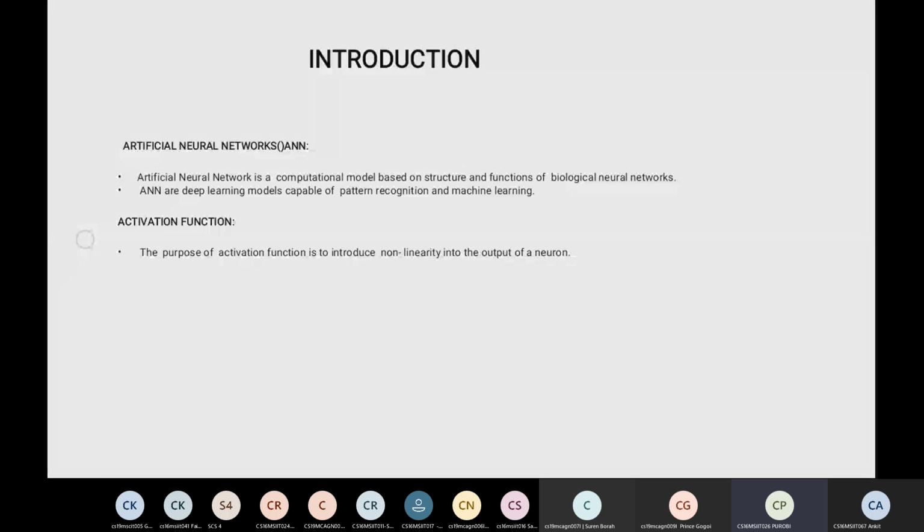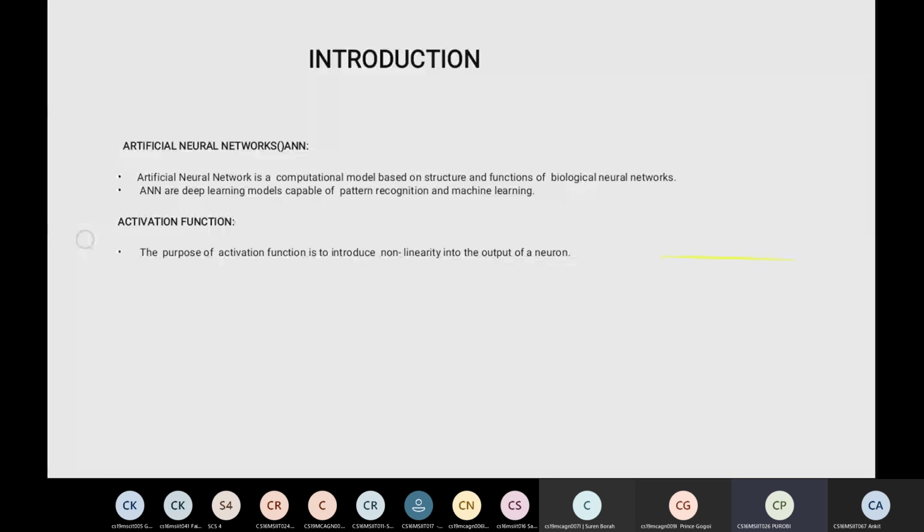The activation function of a node defines the output of that node given an input or set of inputs. The purpose of activation functions is to introduce non-linearity into the output of a neuron. Different types of activation functions.